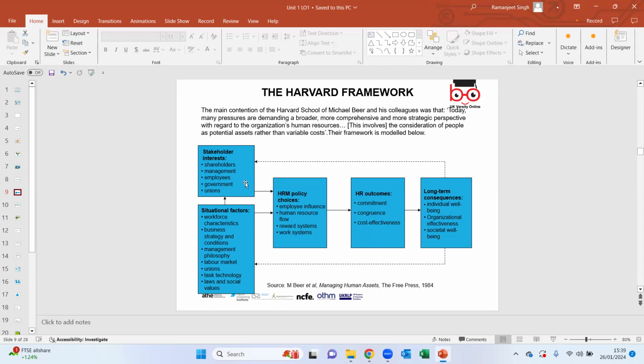So how does it affect the employees? Maybe a few employees will have to be fired. So that will obviously affect the employees as well, right? Yeah. So that's just an example that I have. Then they look at the situational factors.